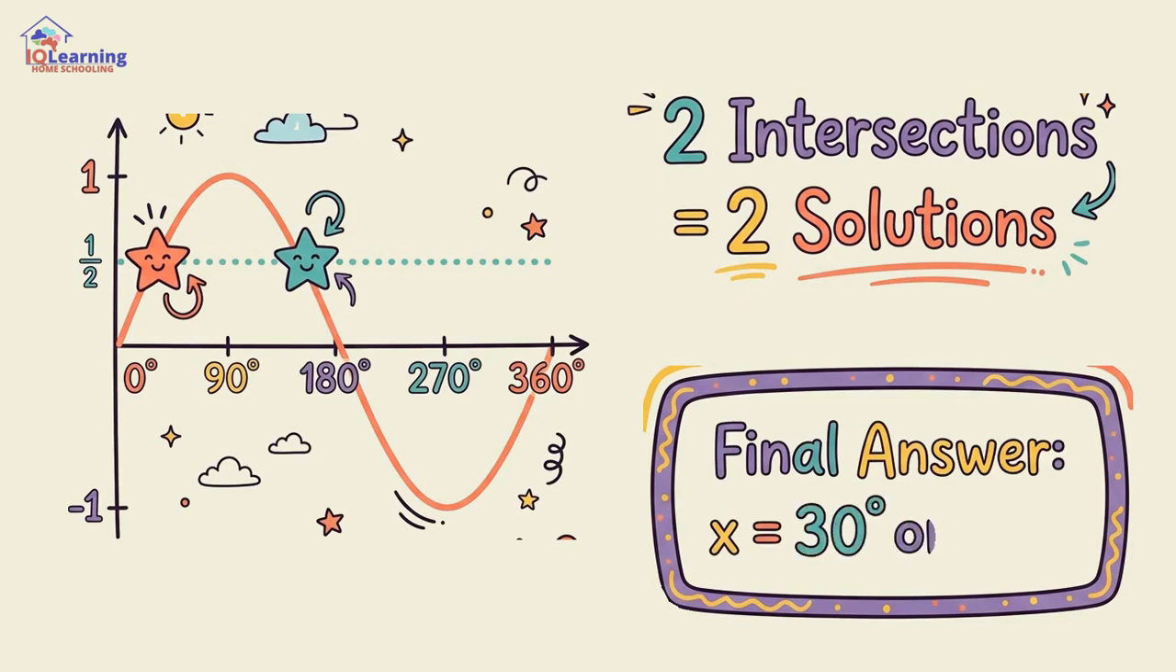The key takeaway is this. Trig functions repeat values at different angles, so always look for all solutions in the interval, not just the one your calculator gives first.